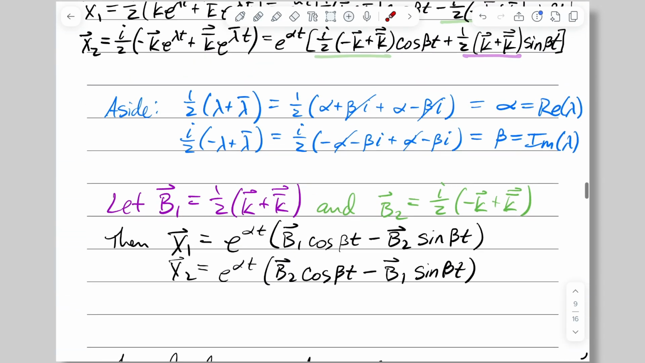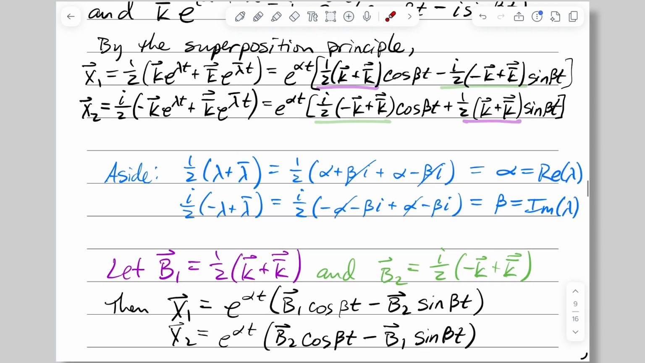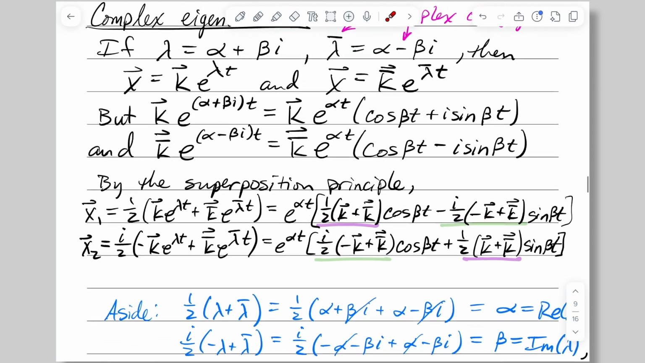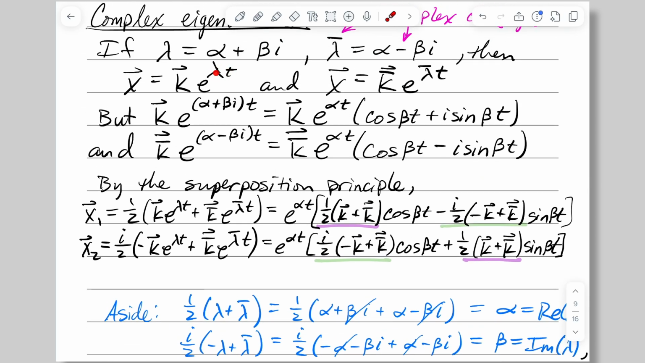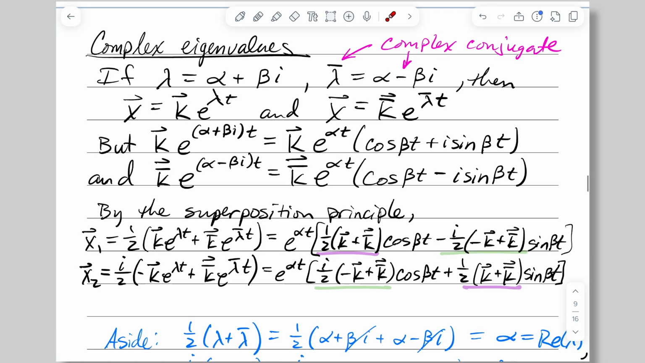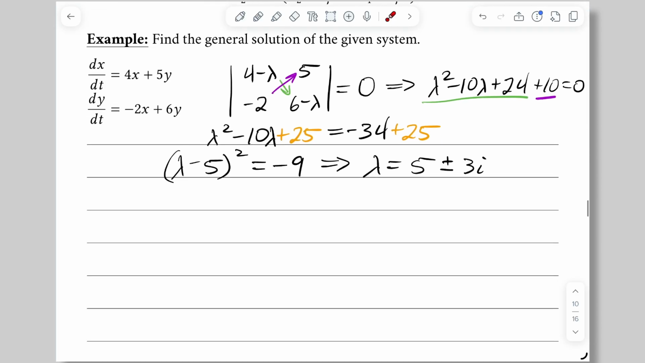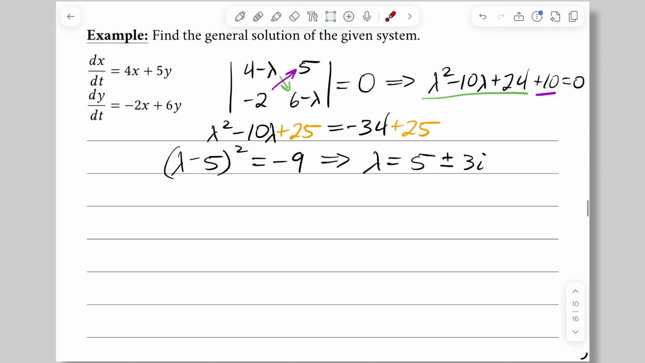When we did what we did to find what b1 and b2 were, we actually did use both lambda t and lambda bar t in the exponent. We used both of the eigenvalues in order to generate the expressions, or the solutions, that we're going to be using. So the negative is built in. Really, it's built into the sine and cosine.